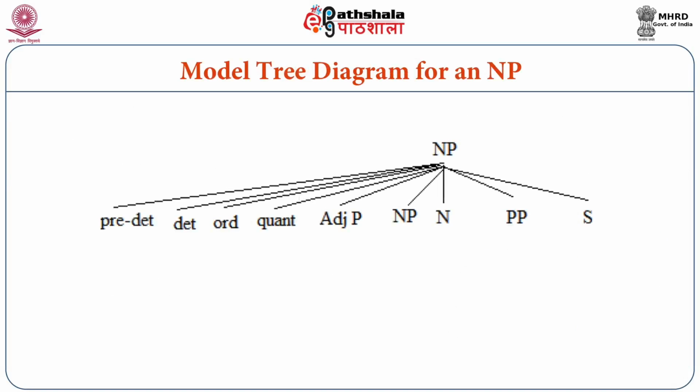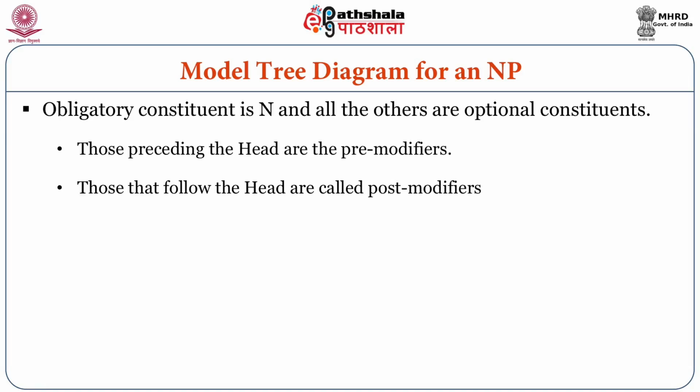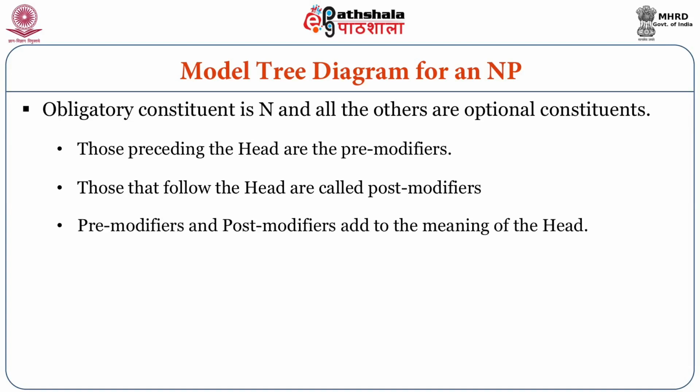It is a model tree diagram for a noun phrase. You see there we have predeterminer, determiner, ordinal, quantifier, adjective phrase, noun, then prepositional phrase and S. So the obligatory constituent is N and all the others are optional constituents. Those preceding the head are the pre-modifiers. Those that follow the head are called post-modifiers. Pre-modifiers and post-modifiers add to the meaning of the head.